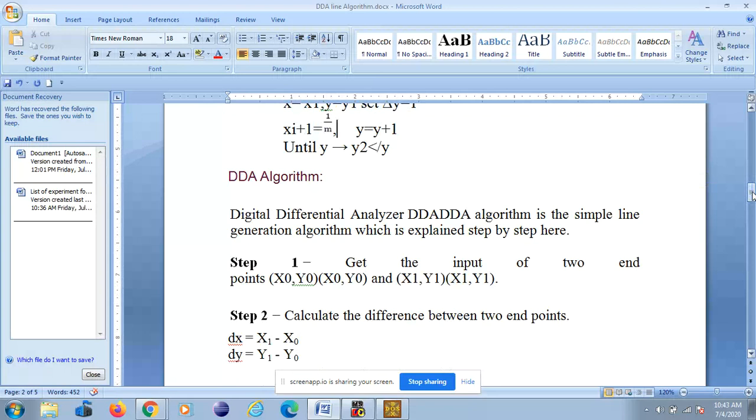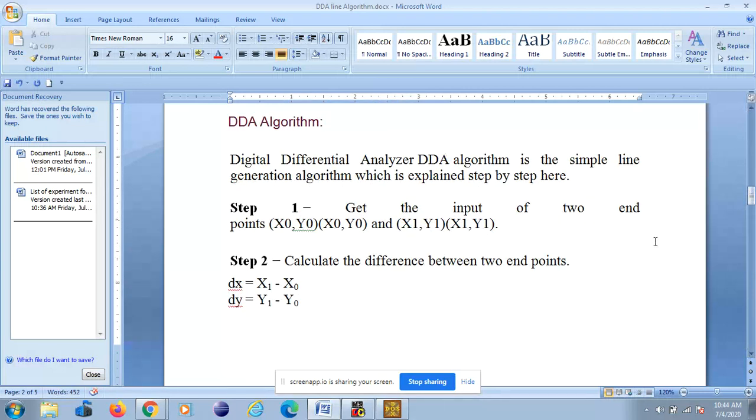Now, at each step, how will the DDA algorithm work? I already told you the DDA algorithm is the digital differential analyzer algorithm, and it is the simplest line generation algorithm, which is explained step by step. Based on this algorithm, you are going to implement this program using C. In Turbo C, we will implement this program.